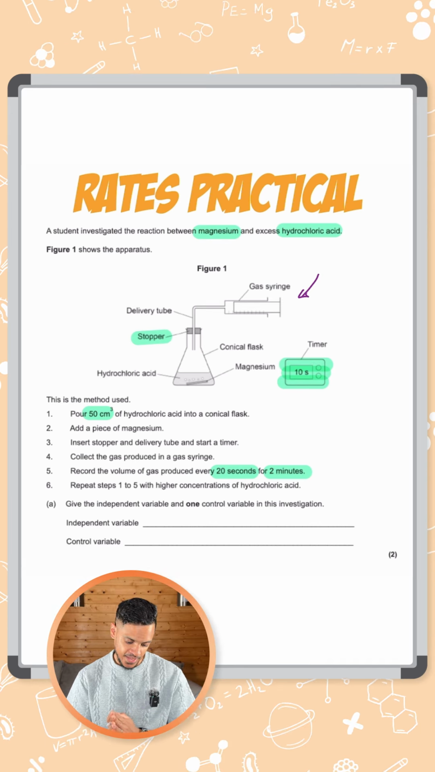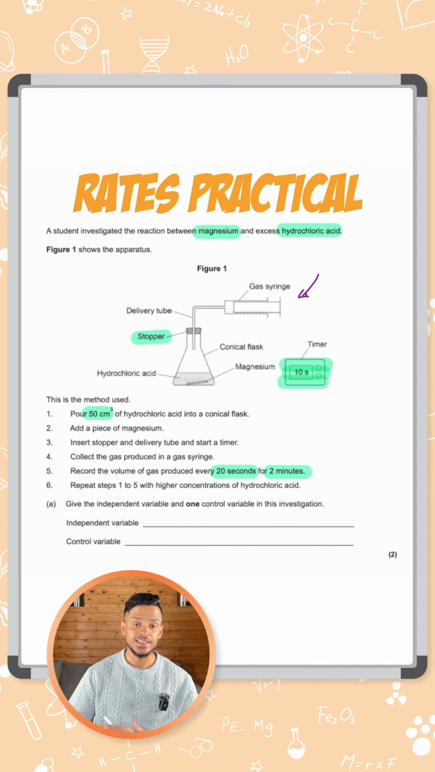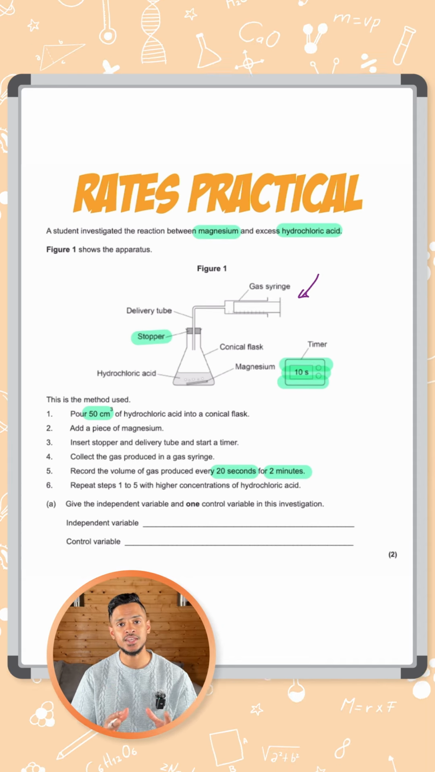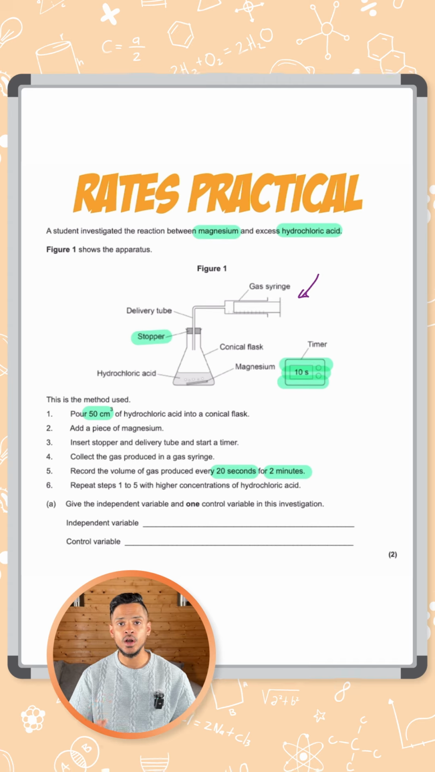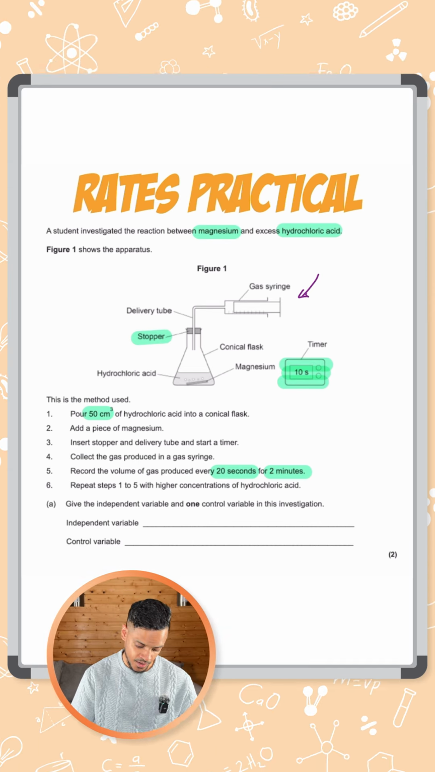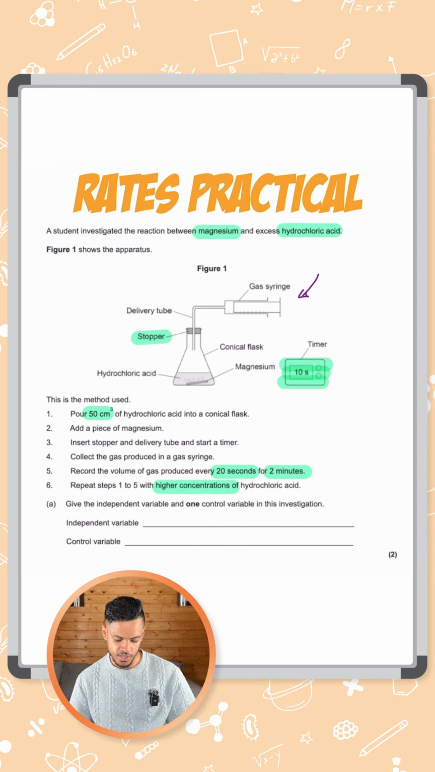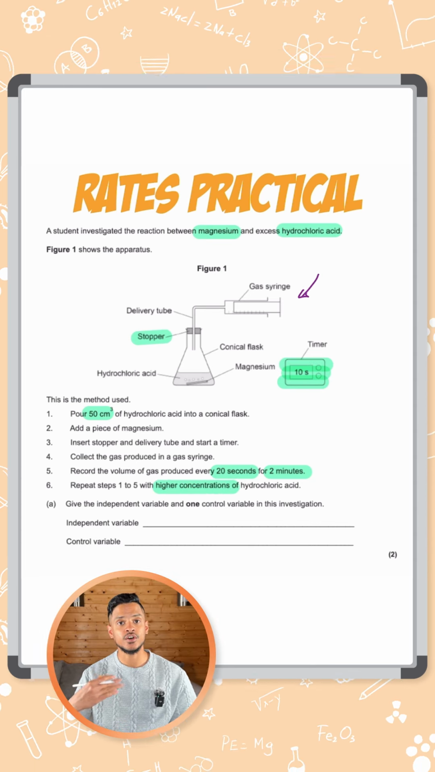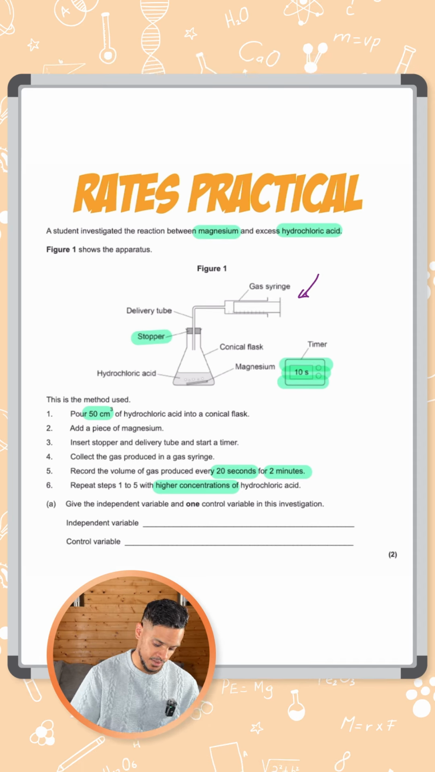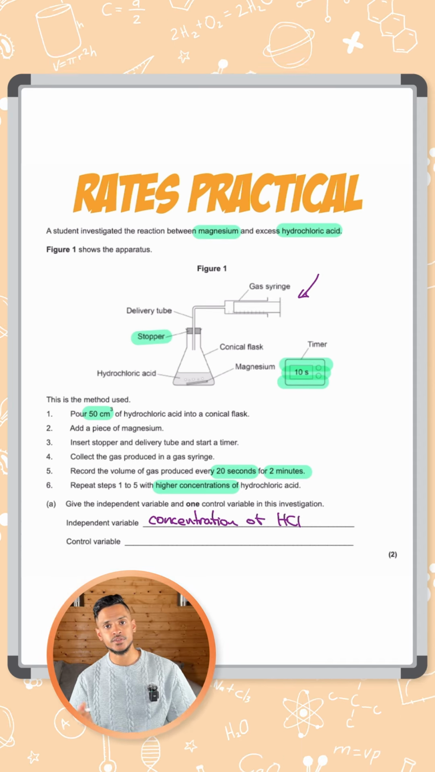So it says give the independent variable and one control variable in this investigation. The independent variable is what you're changing. So every experiment, what are we changing when we're calculating the rate? And the answer there is actually given in the last step. It says repeat the steps with higher concentrations. So what we're changing is the concentration every time we're carrying out this experiment. So we can say here, concentration of hydrochloric acid. I'm just going to write HCl there.